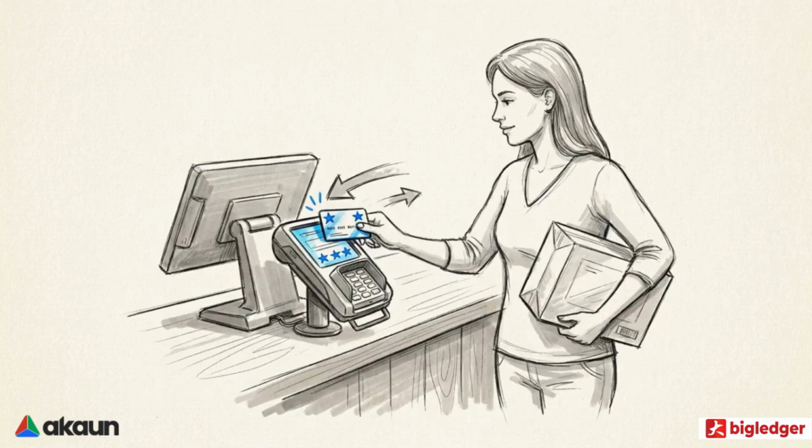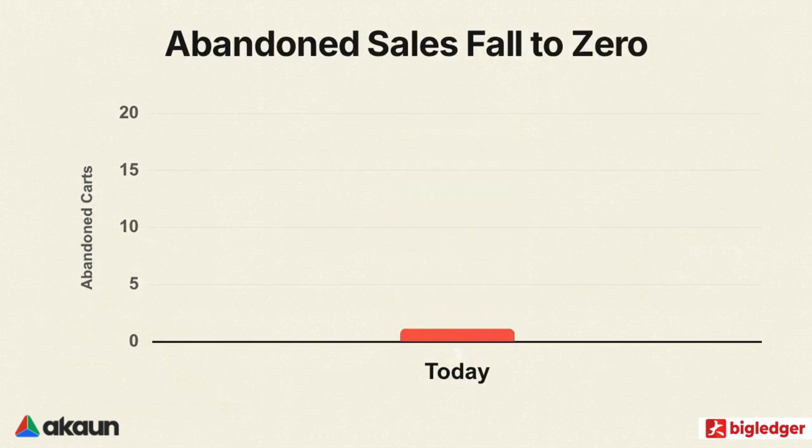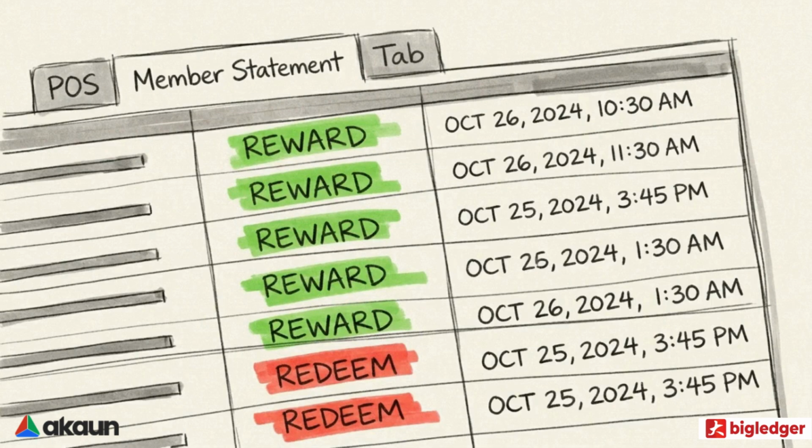Providing these flexible payment options ensures customers can always get value from the program, which helps prevent abandoned sales at the counter. You can verify the transaction's impact immediately. The Member Statement tab shows a clear ledger of every point earned and spent with precise timestamps.